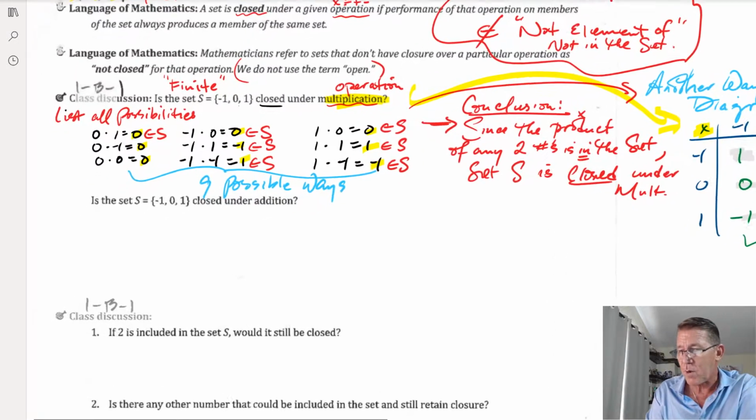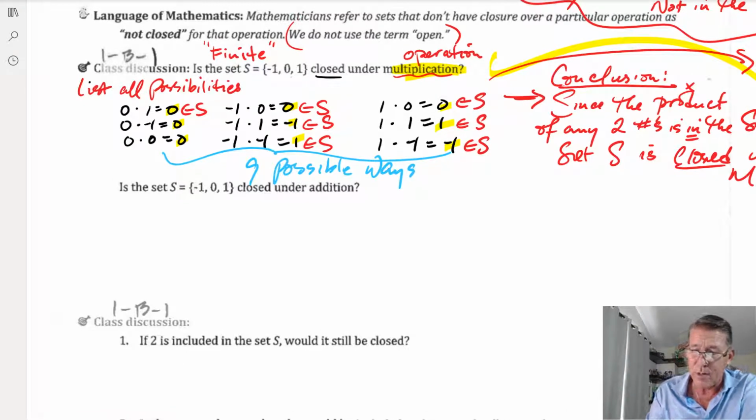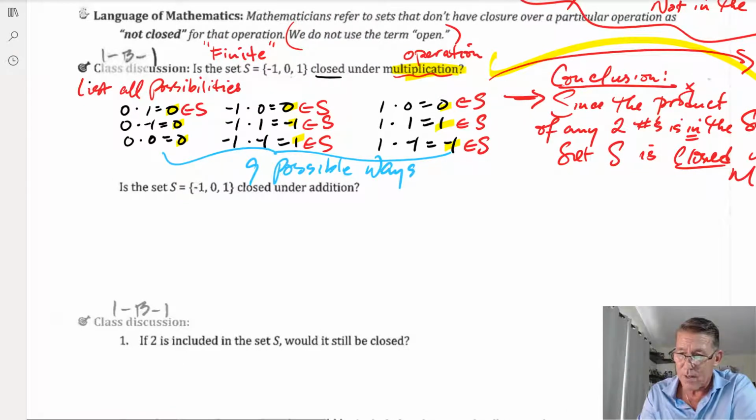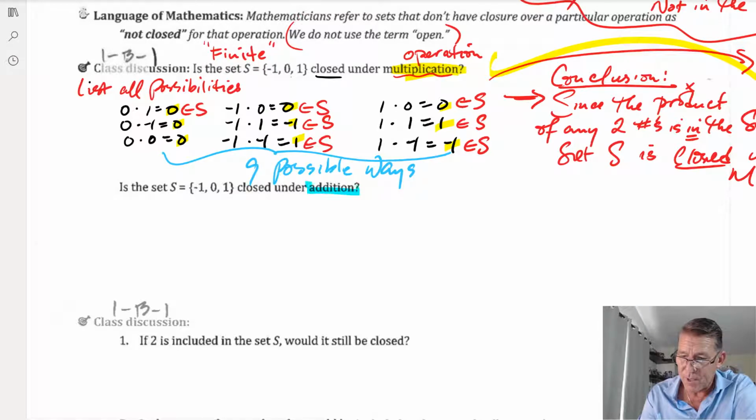Now, to truly understand what's going on, you have to figure out when things are not closed too, because it's not always closed under a particular operation. Notice that on this one, I'm going to switch the operation to addition, from multiplication to addition. Same set, but the operation's changed. So question 2, Q2: is the same set, -1, 0, and 1, closed under addition? That means if you add any two up, is the result in the set?